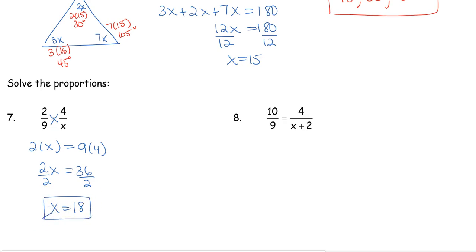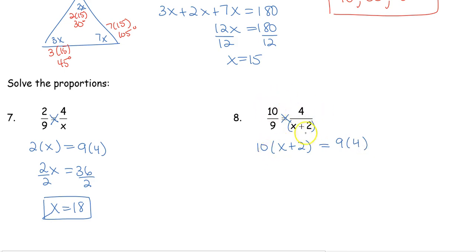Number 8 is slightly harder. Still, we've got one fraction equal to another fraction, so we're going to cross multiply. So it's 10 times, notice I have this quantity x plus 2. If there's more than one number in the numerator or more than one number in the denominator, put parentheses around those. Those are going to be grouped together. So it's 10 times the quantity x plus 2, and then 9 times 4.